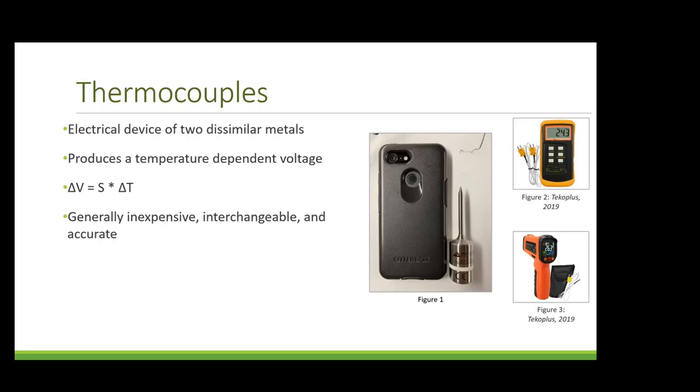Thermocouples are just metal wires, so they're very inexpensive and interchangeable and can be used in just about any system. Different types have different accuracy, and they all go down to about 1 degree Celsius of accuracy. On the right, figure 1 is the thermocouple that we used for our autoclave validation because it doesn't break the autoclave seal and sits as one unit inside the autoclave, whereas figures 2 and 3 are some examples of other types that you might find in the field.